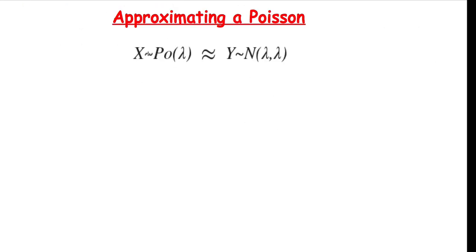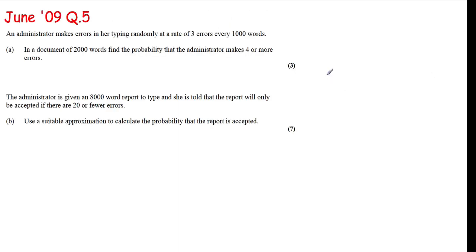Okay, let's move on. What about Poisson approximation? So, all we've got to remember is that if x has a Poisson distribution with parameter lambda, well, remember the mean is lambda and the variance is also lambda. That means x can be approximated by a normal distribution with mean lambda and variance lambda. Now, that tends to work when lambda is bigger than 5. So as long as lambda is bigger than 5, it tends to work. We want large lambda.